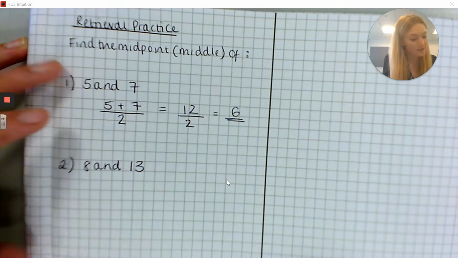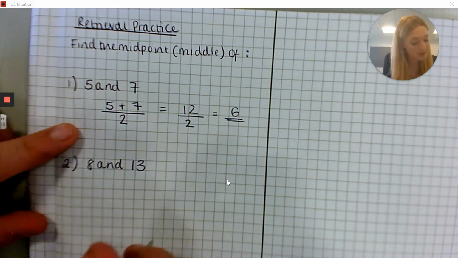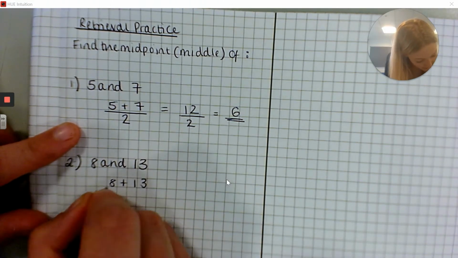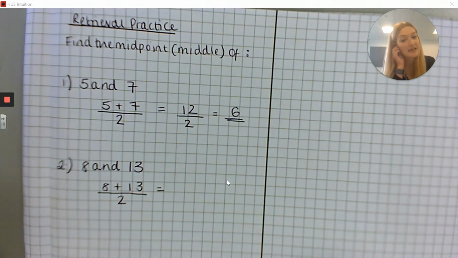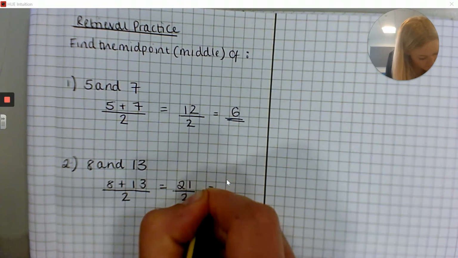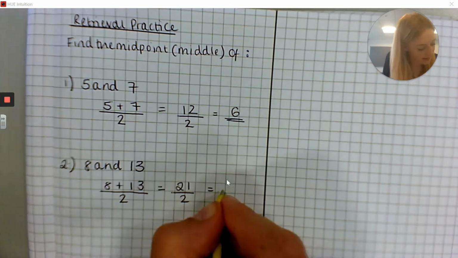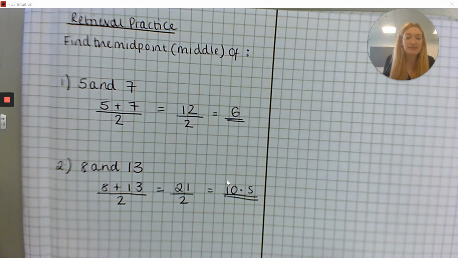Okay, really straightforward. The next one, we add the 2 numbers and then we divide by 2. So 8 plus 13. Remember, when I write it over 2, that just means divided by 2. So 8 plus 13, good, 21, divided by 2. Have a think, what's half of 21? Good, 10.5.